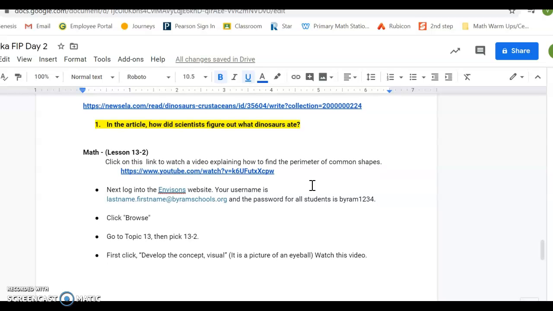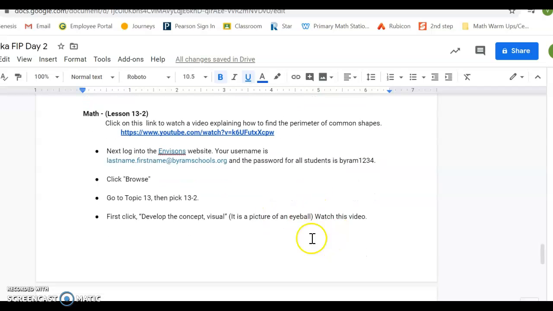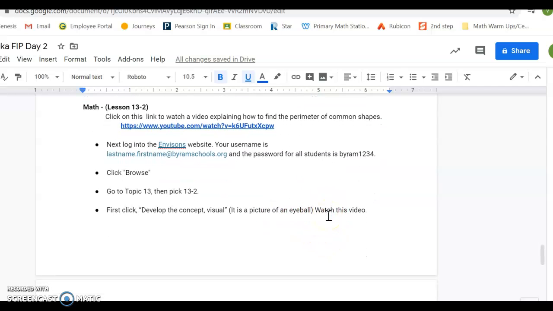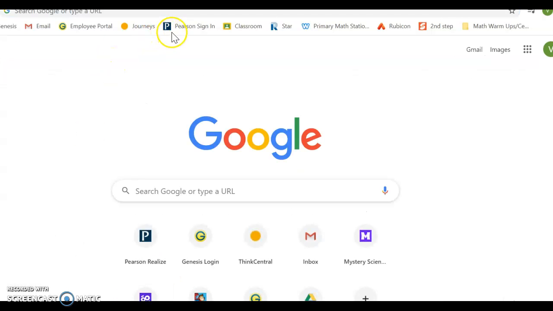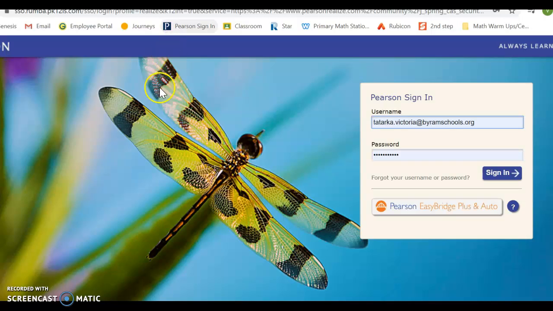For math today, you're going to work on lesson 13-3. So just like yesterday, you're going to first watch another YouTube video because this will go into some more detail about finding perimeter of common shapes. But then, just like yesterday, you're going to go on to Envisions, but today you're going to go to 13-2. You're going to also watch the Envisions video because this really goes over the lesson.